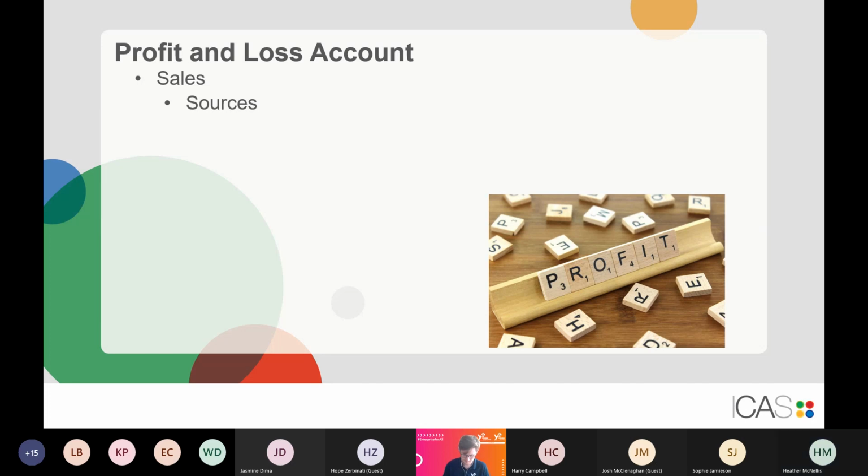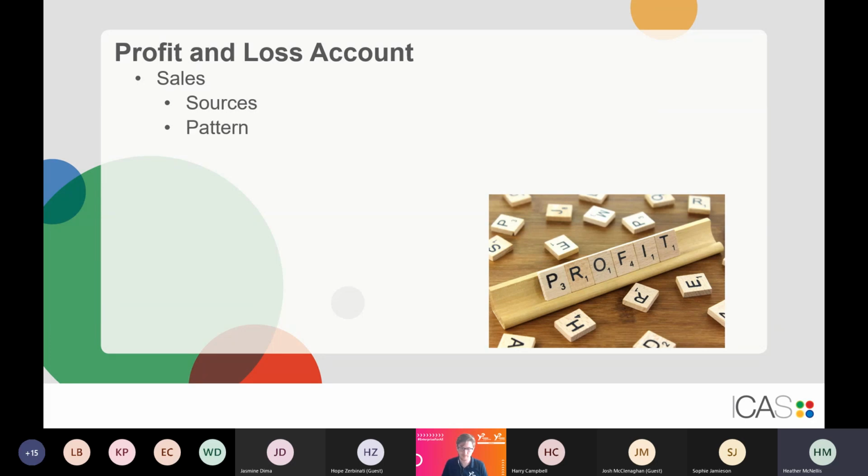You should be able to look at the records that you've kept and say, well, did we generate those from a website? Did we generate those from word of mouth? Did we generate those from reaching out to people? Was it through a market stall? How did we actually generate the sales and where did they come in from? That's something that's really, really interesting and something you should be commenting on.